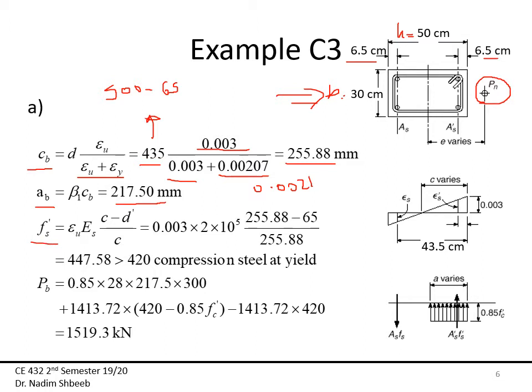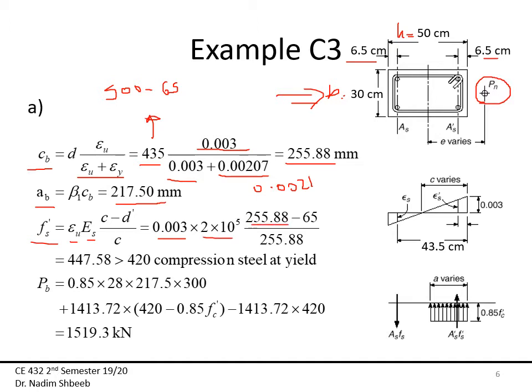Again, I know that the balance point is where my tension steel is yielding, so we already know that. But what we don't know is whether the compression steel is yielding or not. So to do that, use again the same equations that we used before, which is the ultimate strain times the modulus of elasticity, (C minus D prime) over C, crushing epsilon ultimate 0.003. This is my E for the steel.